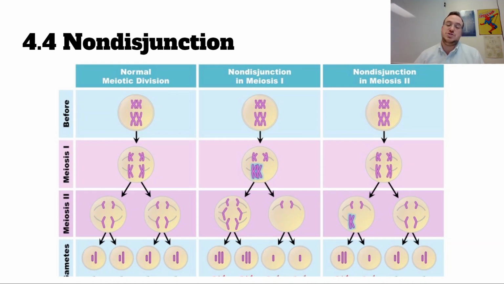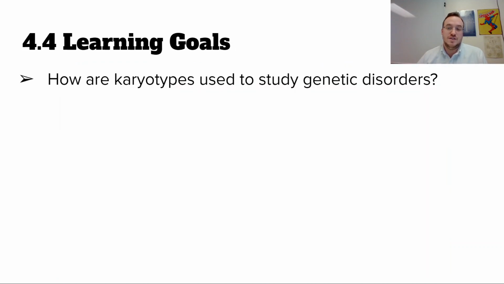Now, a lot of times, non-disjunction results in a fatality, all right? It doesn't result in a successful pregnancy, let's say. There's no good way to say that, right? But sometimes the offspring is still viable, right? And this leads us to a few different disorders, right? But karyotype genetic studying is mainly done to check to make sure that an offspring has the correct number of all of its genes, right?